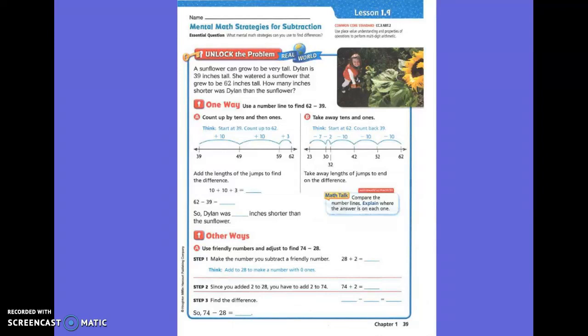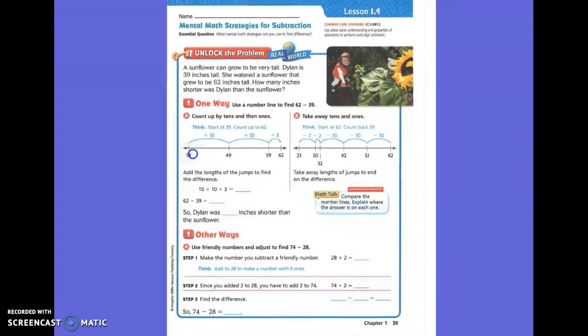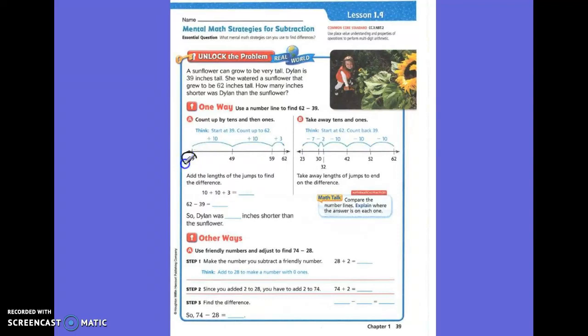Okay, so the first way you're going to do this is on a number line. They have you starting with the small number and counting up to the big number the first time. So they have the small number here, and they have you jumping until you get to the big number. So going from 39, if you jump 10, how much would that be? Adding, actually. 49. You can see they jumped to 49.